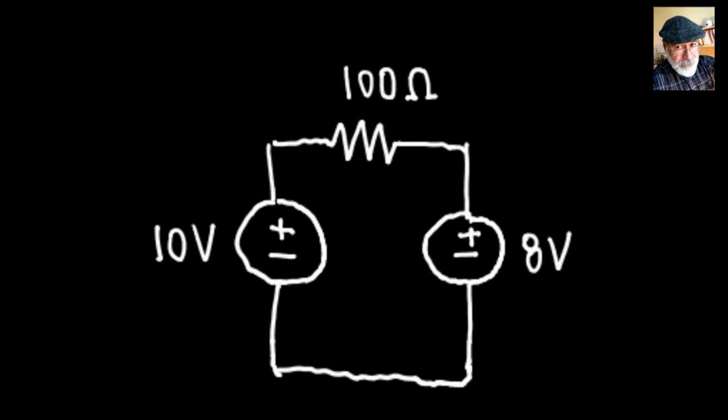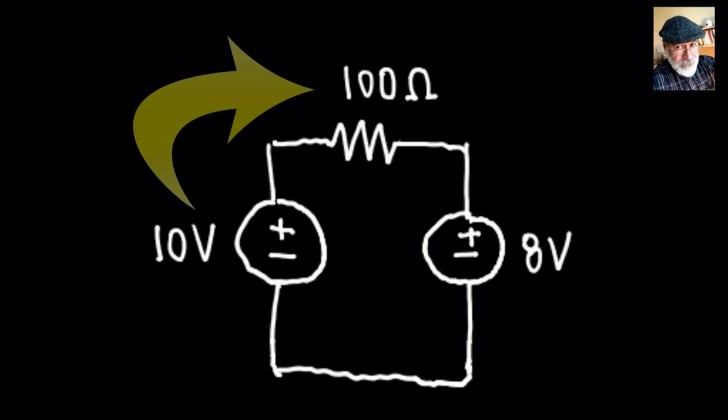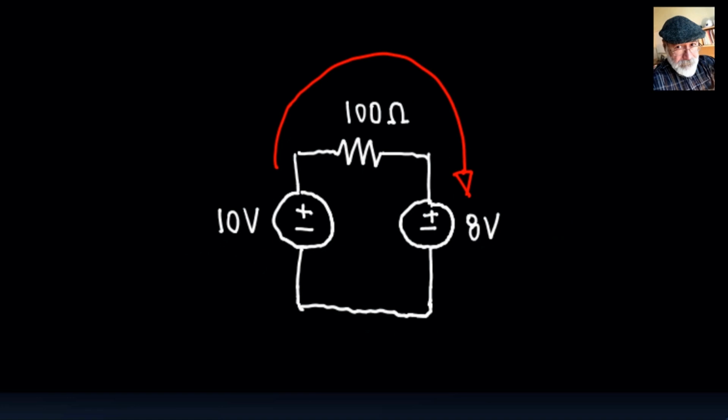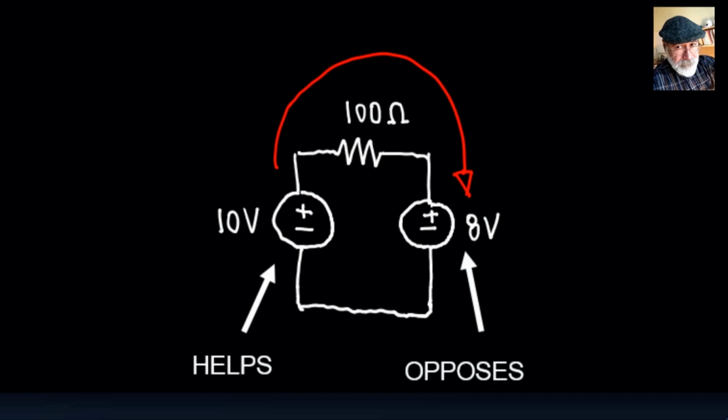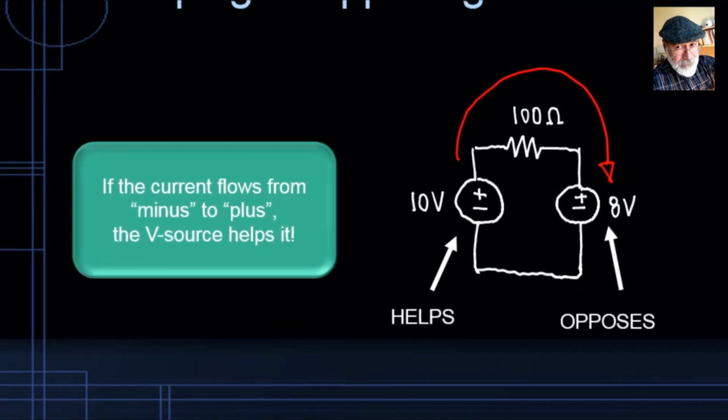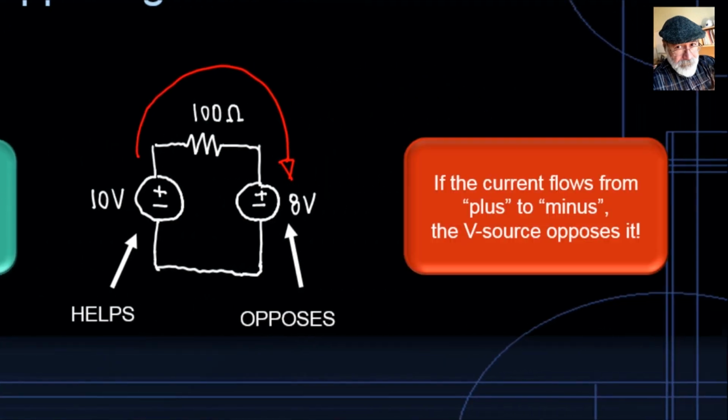You see that circuit. The source on the left, the 10-volt source, is trying to get current to flow clockwise through the circuit, while the 8-volt source is trying to get current to flow counterclockwise. The bigger one wins, and this is the direction of the current. That current has been helped by the 10-volt source, and the 8-volt source is opposing that current. So you see, if the current flows from minus to plus through the source, the V source is helping it. But if the current is flowing from plus to minus through the V source, it is opposing it.